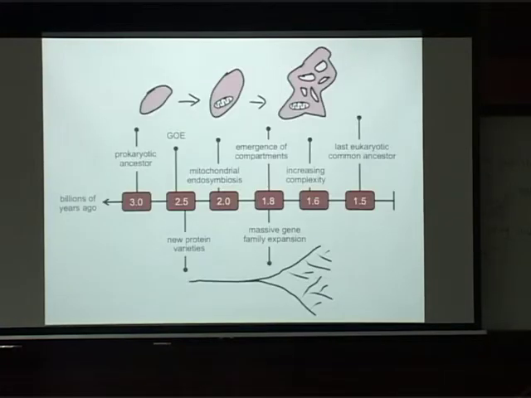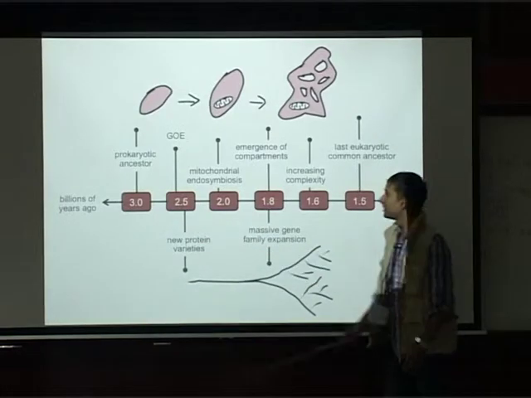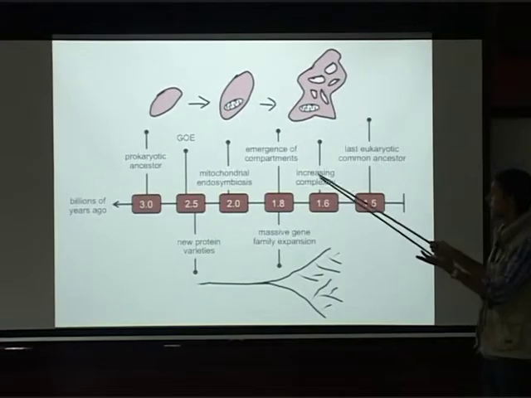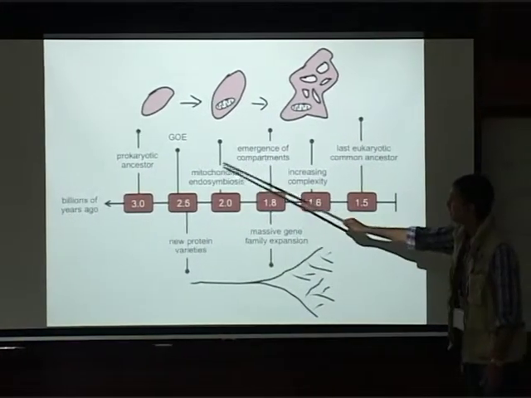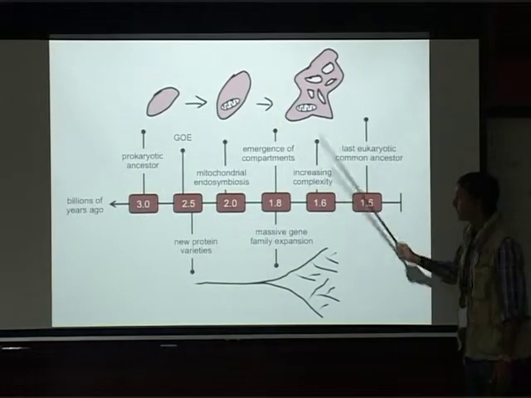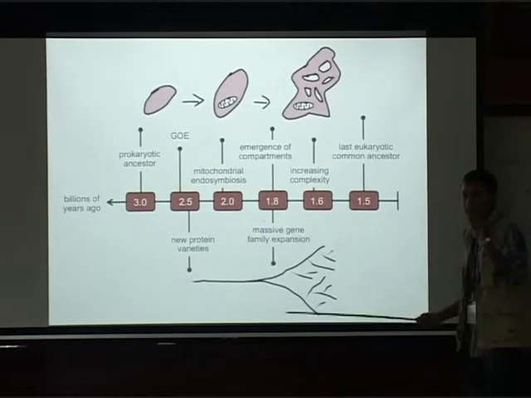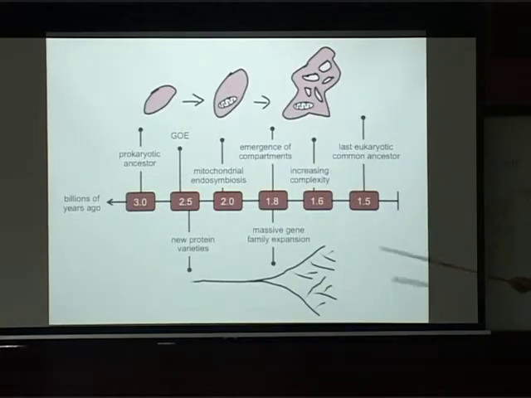But we can look at the molecular data again. And this is actually quite important. So again, present day, 3 billion years old. Let's see what actually happened. I've already told you this story, but I'll go over it again. You had a prokaryotic ancestor. You had the oxygenation event. Subsequent to that, there's the mitochondrial endosymbiosis. Subsequent to that is the emergence of compartments. And I'll explain why this happens after that in just a second. You get more and more compartments, increasing complexity, until you get this last eukaryotic common ancestor, which is as complicated as any cell living today.